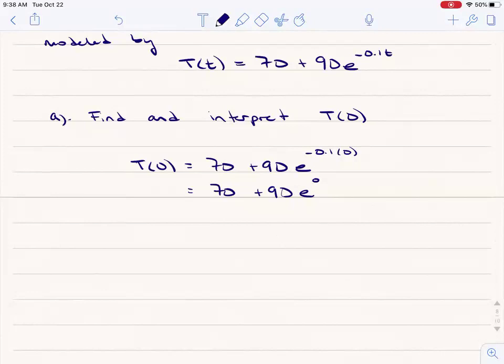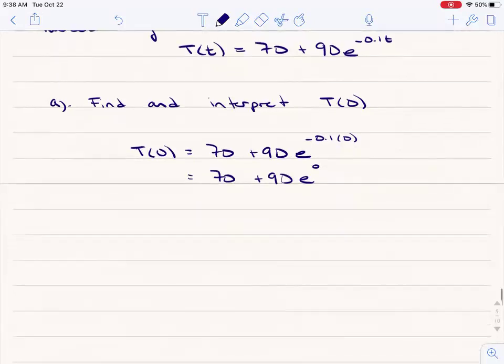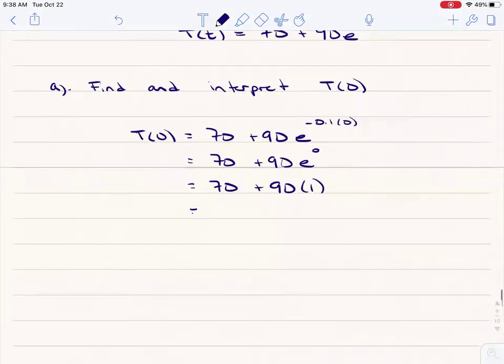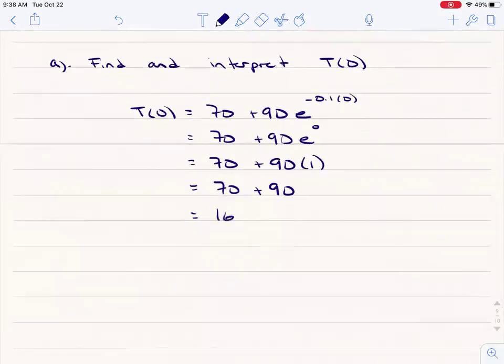Anything to the power of 0 is 1, right? But you can check it on your calculator by going e, so alpha, and then the times 10 to the x button, and then to the power of 0, and you should just get 1. That's because, as a rule, anything to the power of 0 is 1. Except 0, I guess. So we've got 70 plus 90 times 1, which is 70 plus 90, which is 160.